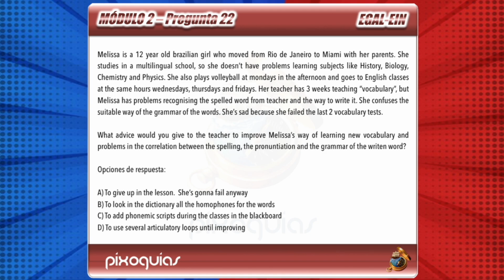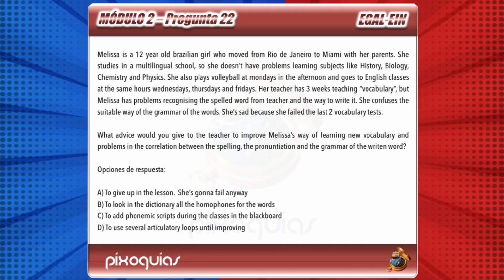Melissa is a 12-year-old Brazilian girl who moved from Rio de Janeiro to Miami with her parents. She studies in a multilingual school, so she doesn't have problems learning subjects like history, biology, chemistry, and physics. She also plays volleyball on Monday afternoons and goes to English classes at the same hours on Wednesdays, Thursdays, and Fridays. Her teacher has spent 3 weeks teaching vocabulary, but Melissa has problems recognizing the spelled word from the teacher and the way to write it.